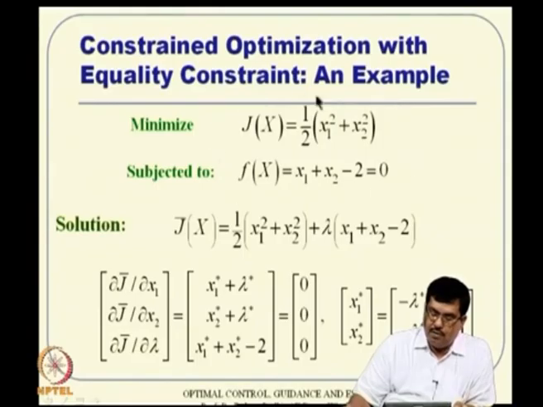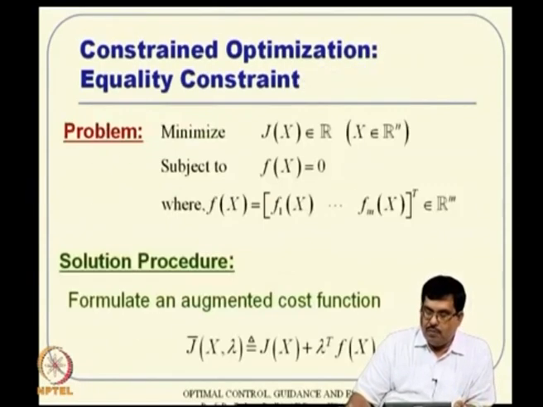So, let us go to an example again. We want to minimize the same thing, whatever example we saw before, but not as a free optimization problem. We know that 0, 0 is the solution there, but this time it is constrained to a linear equation, let us say x 1 plus x 2 equal to 2, that is nothing but something like a surface, something like a plane equation sort of thing.